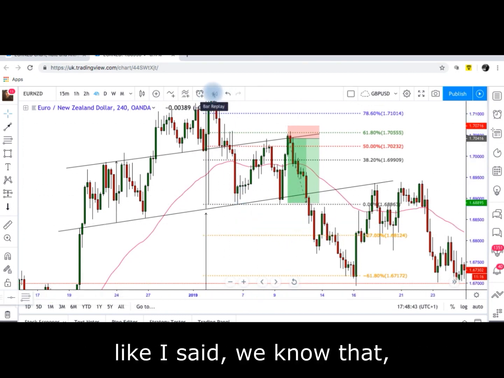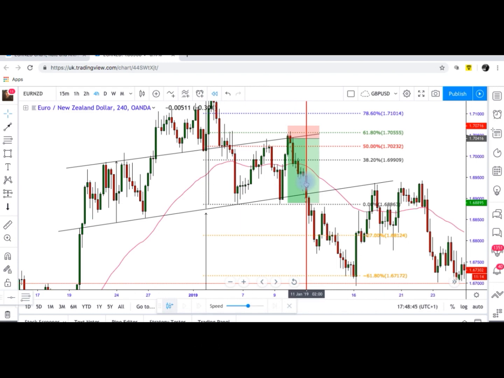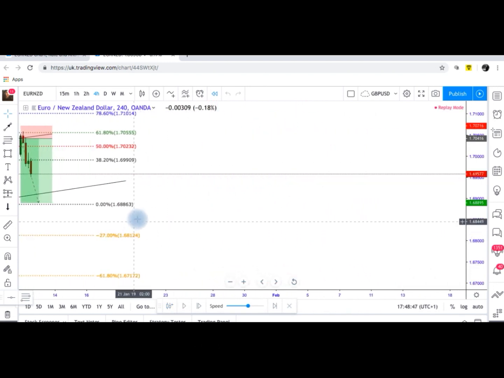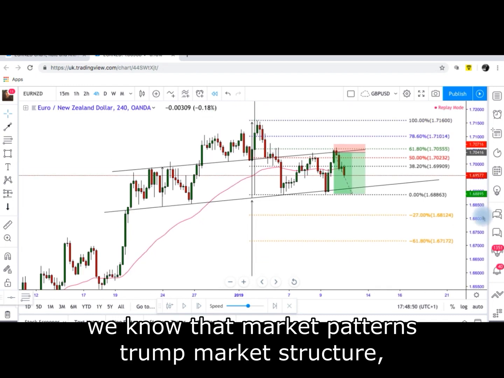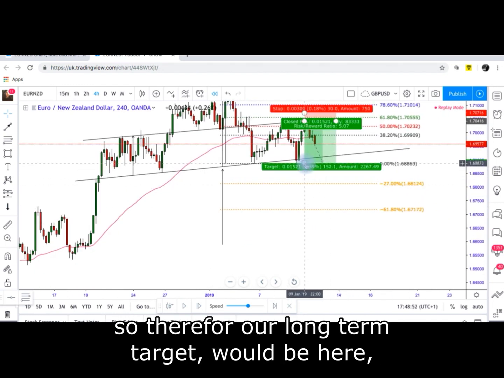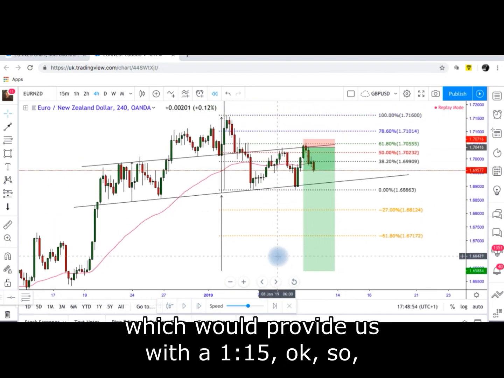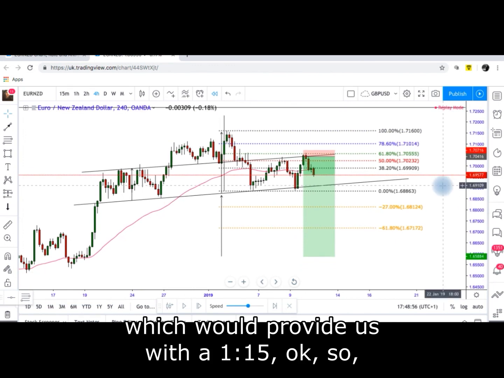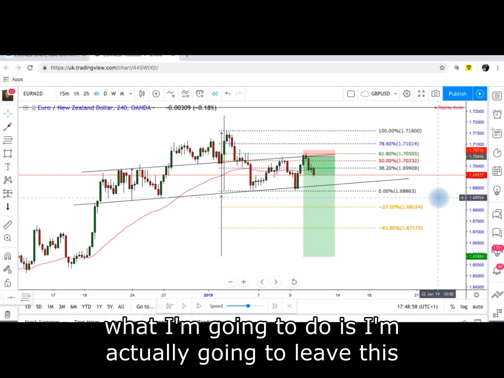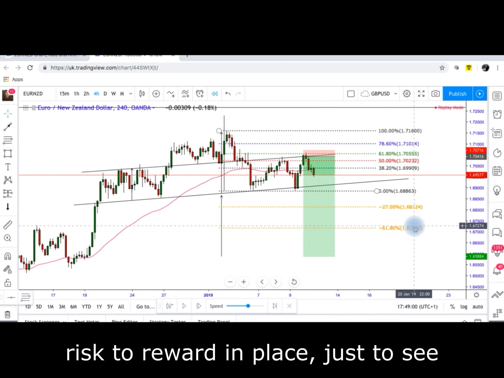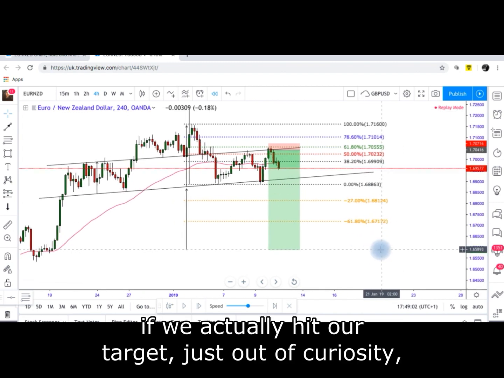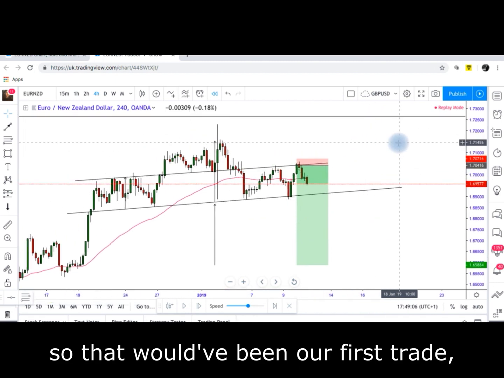Because, like I said, we know that market patterns trump market structure. So therefore, our long-term target would be here, which would provide us with a 1 to 15. So what I'm going to do is leave this risk to reward in place just to see if we actually hit our target, just out of curiosity. So that would have been our first trade.